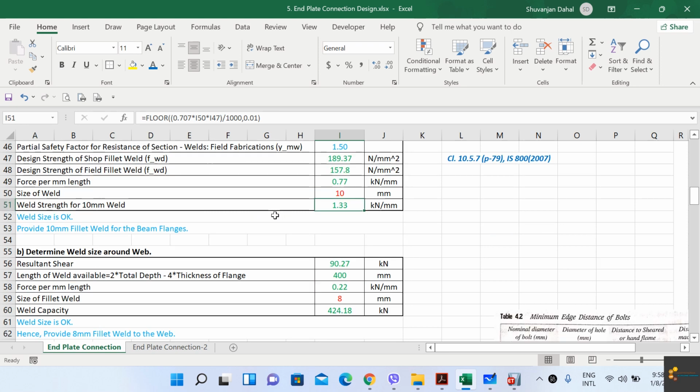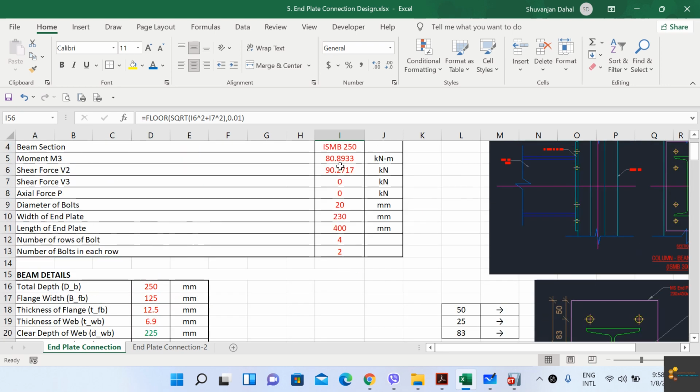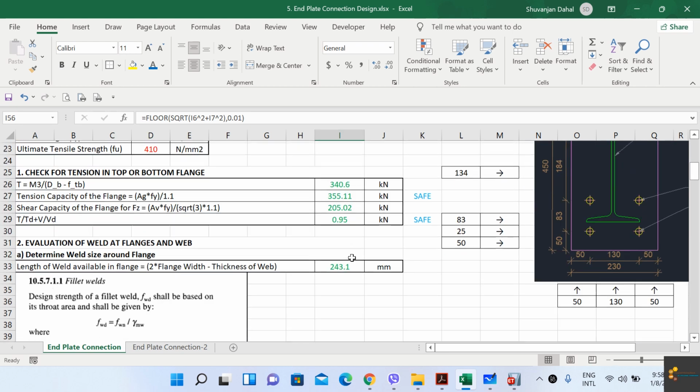the beam flanges. Similarly, for the weld size around the web, first, let us find the resultant shear. This resultant shear is given by the square root of V2 squared plus V3 squared. Since one of them is zero, our resultant shear will be 90.27 itself.